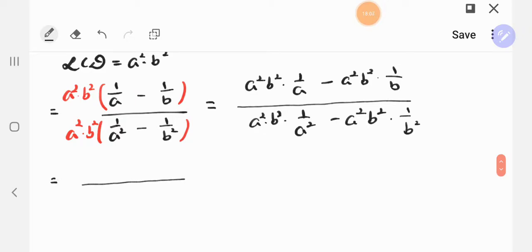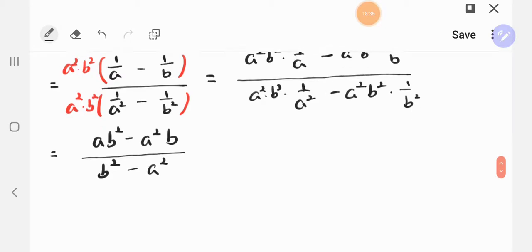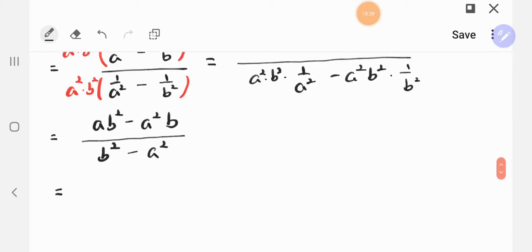Then we can cancel out 1a from the first term. So we have a b squared minus, from the second term in the numerator, we can cancel out 1b, so a squared b. Over the denominator, the first term, we can cancel out a squared, so we have b squared minus, the second term in the denominator, cancel out b squared, so a squared. So from here, we removed all the denominators. So what we have is positive exponent with one fraction.